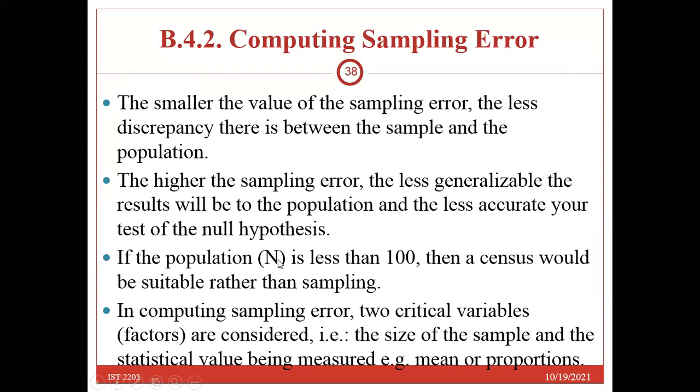If the population N is less than 100, then a census would be suitable rather than sampling. Remember, I tried to show you from the table. If the number is small, it's much better that you just use the whole number so that you avoid this error. But it's an inevitable error. It has to happen because of sampling.